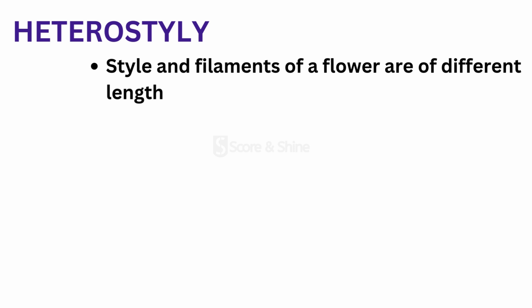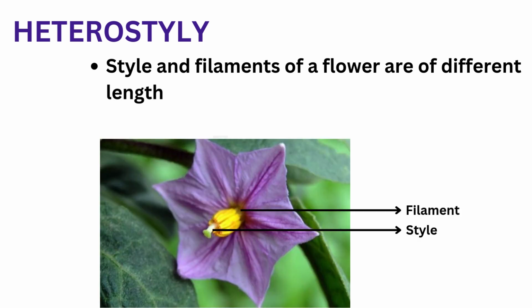And next is Heterostyly. Heterostyly is the condition where the style and the filaments of a flower are of different lengths. Here style comes under the female reproductive part of a flower and filament comes under the male reproductive part of the flower. Heterostyly is seen in brinjal.